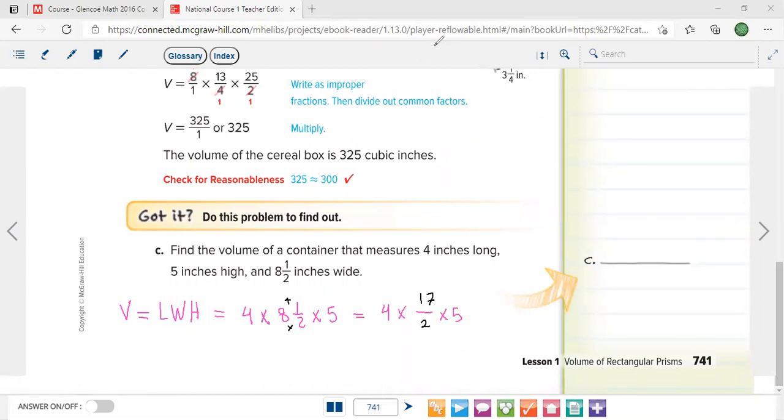Now we have cancellation. We can cancel out the 2 with the 4, which will give you 2. So 2 times 17 times 5, or 2 by 5 is easier. 2 by 5, 10 times 17, 170. 170 cubic inches.